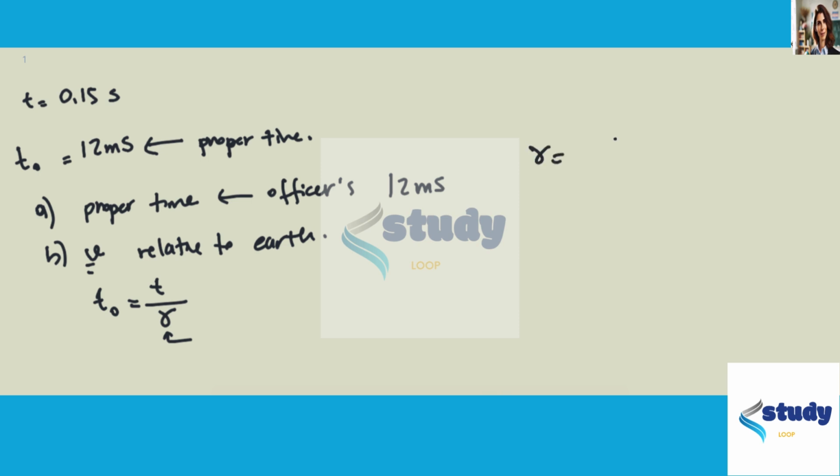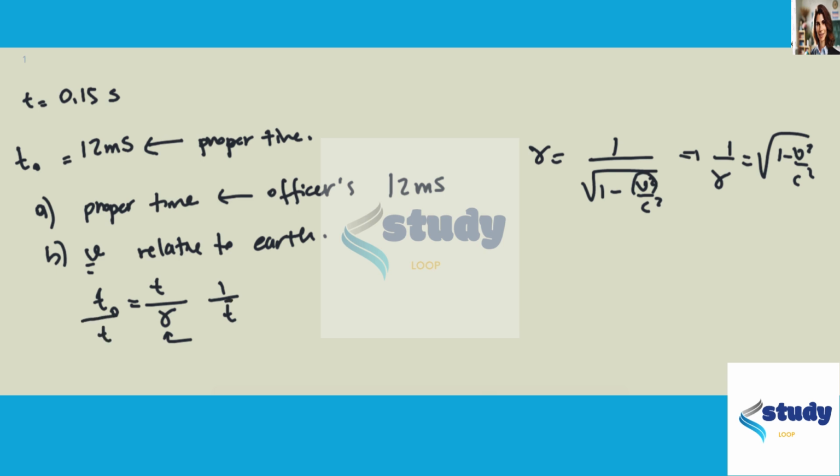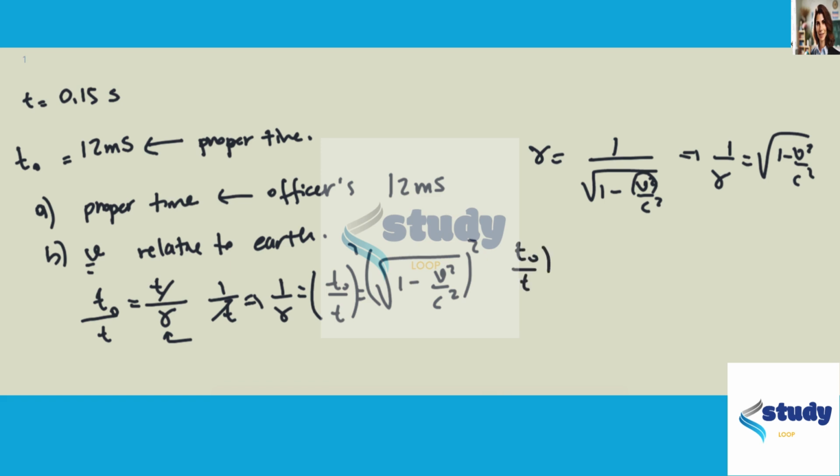We know that gamma is 1 over the square root of 1 minus v squared over c squared, and we are trying to get to this v. Now, 1 over gamma is just the square root of 1 minus v squared over c squared. If I divide both sides by t, these cancel. So 1 over gamma is equal to t naught over t, which is equal to the square root of 1 minus v squared over c squared. If I square both sides, I can get rid of the square root. T naught over t squared is 1 minus v squared over c squared.